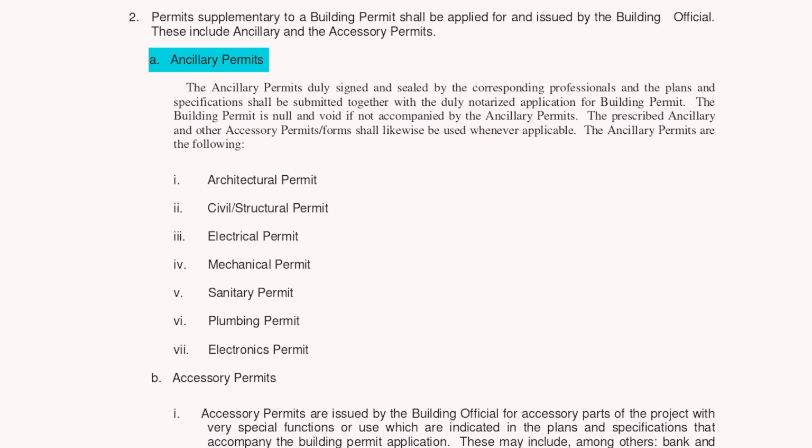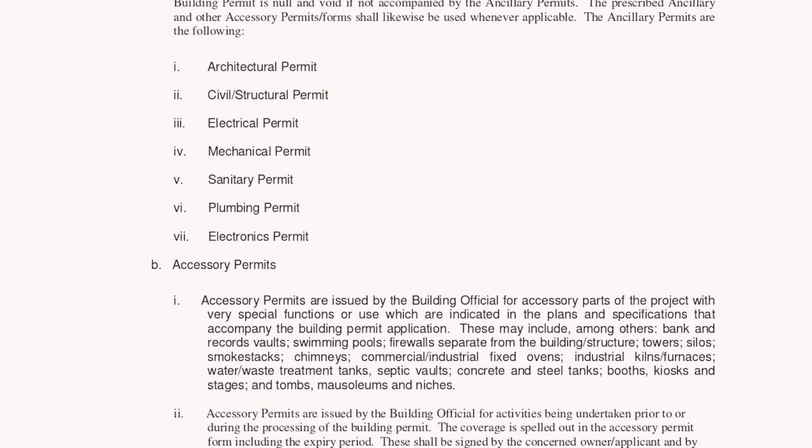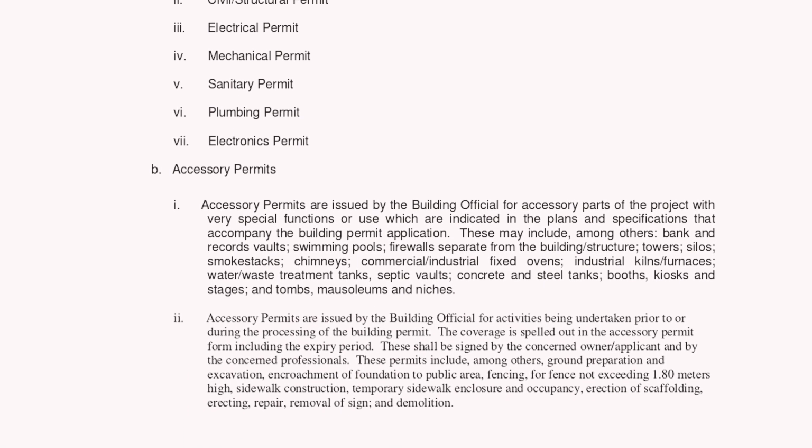Now, let's start with ancillary permits. Ancillary permits are supplementary permits required for the issuance of the building permit. Required ito, para makakuha ka ng building permit, dapat kumuha ka ng mga to. That's the idea. Think of them as sub-permits, or parang prerequisite permits, something like that. Okay? Without these ancillary permits, the building permit has no effect. It's invalid. It's null and void. So what are the ancillary permits? You have the architectural permit, the structural permit, electrical permit, mechanical permit, sanitary permit, plumbing permit, electronics permit, if applicable. So these are the different ancillary permits.